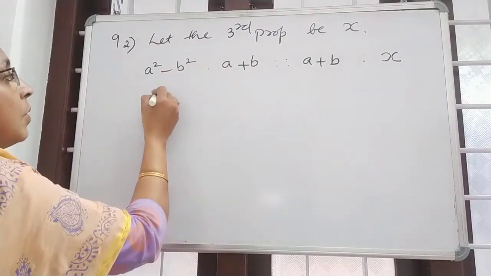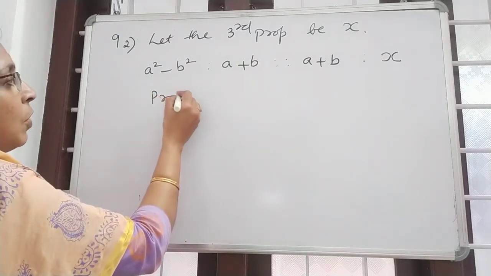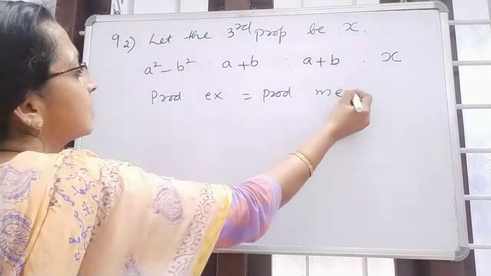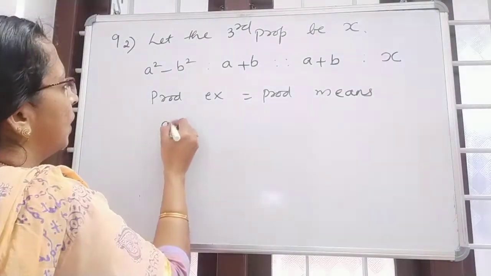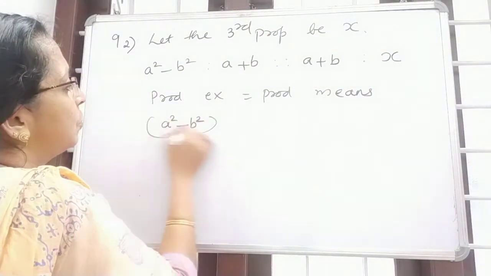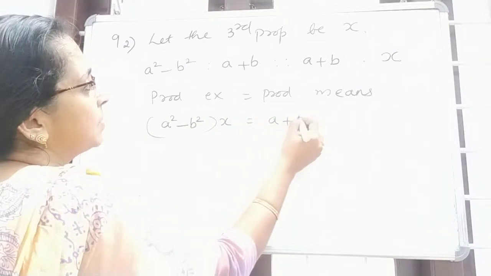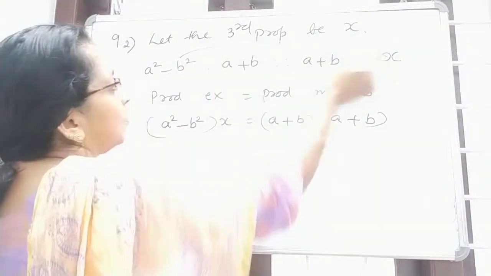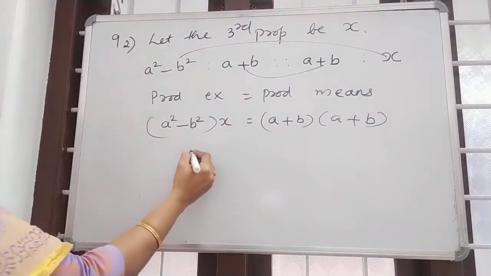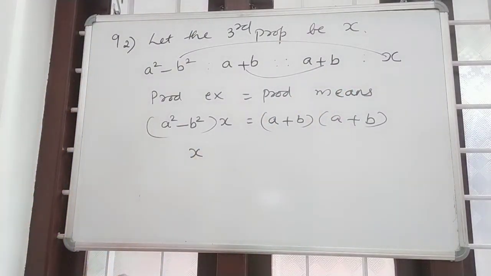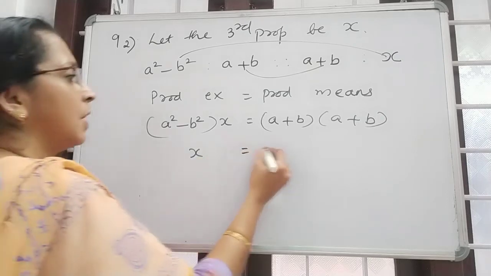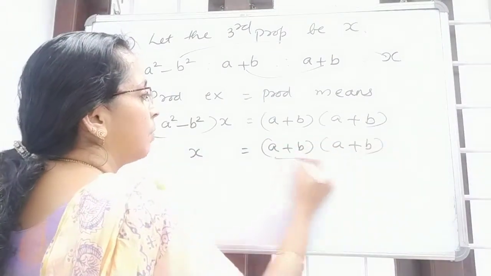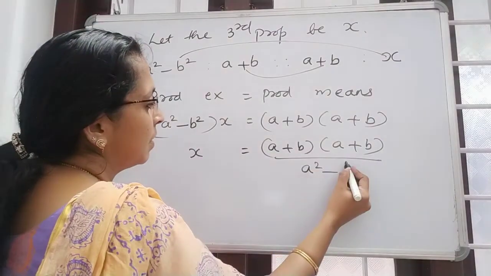Then here they are in proportion, we can write product of extremes is equal to product of means. So a square minus b square into x is equal to a plus b into a plus b. We want to find out x, that is the third proportion. x is equal to a plus b into a plus b divided by a square minus b square.